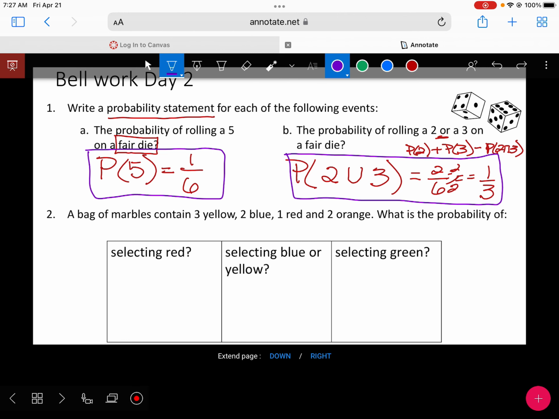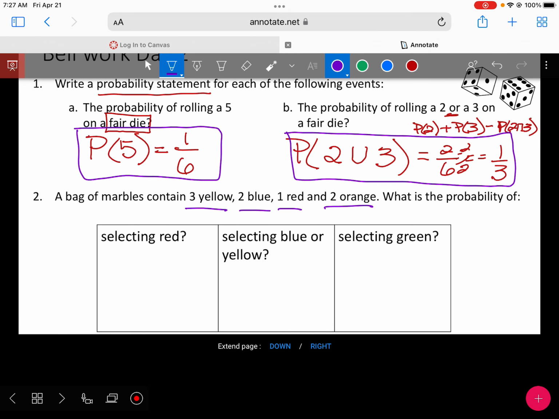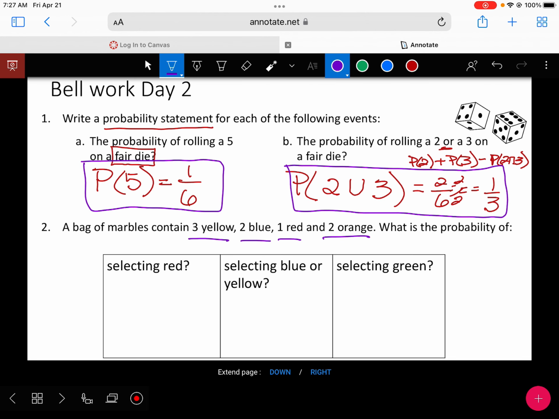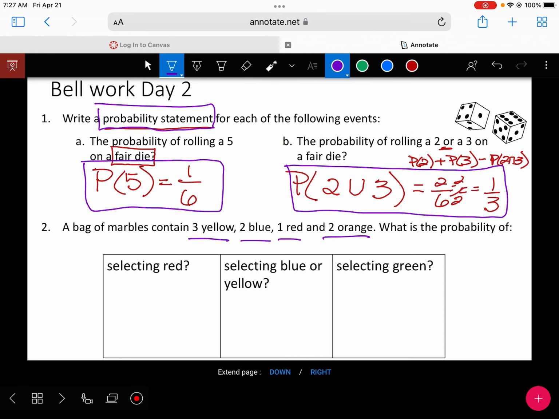Jason, you okay? Okay. All right, so number 2, a bag of marbles contains 3 yellow, 2 blue, 1 red, and 2 orange. What is the probability of selecting a red? Now, before we answer that, do you see how number 1 is different? Because they're asking for a statement. So we had to write the capital P of 5 in parentheses equals. Here, they just want to know what is the probability. So we can just put the answer. All right? Is everybody with me on that?